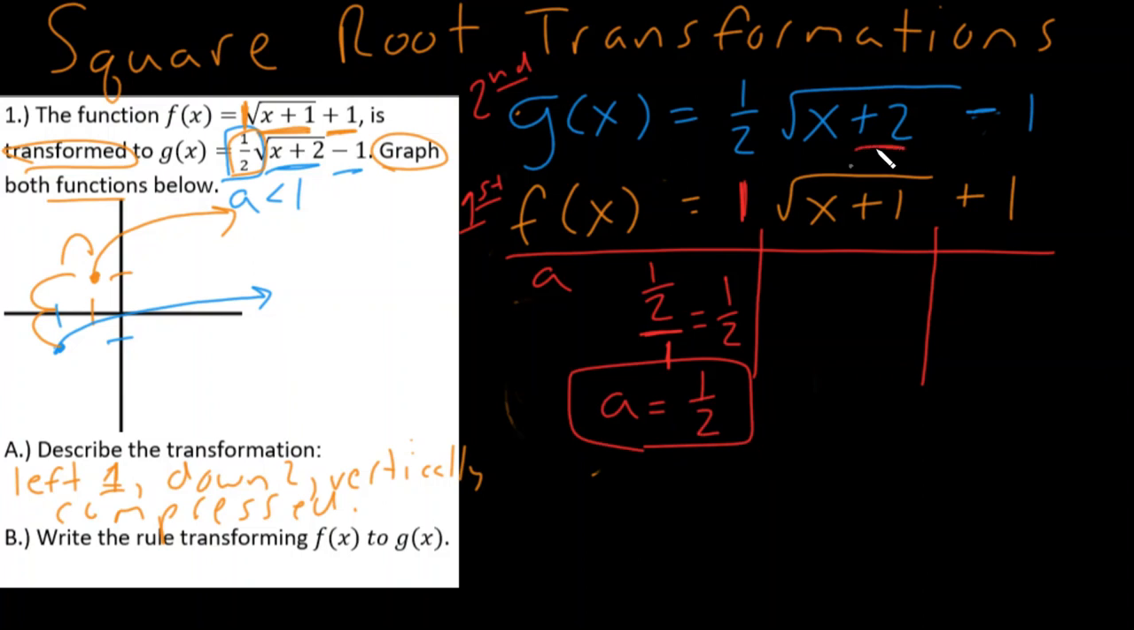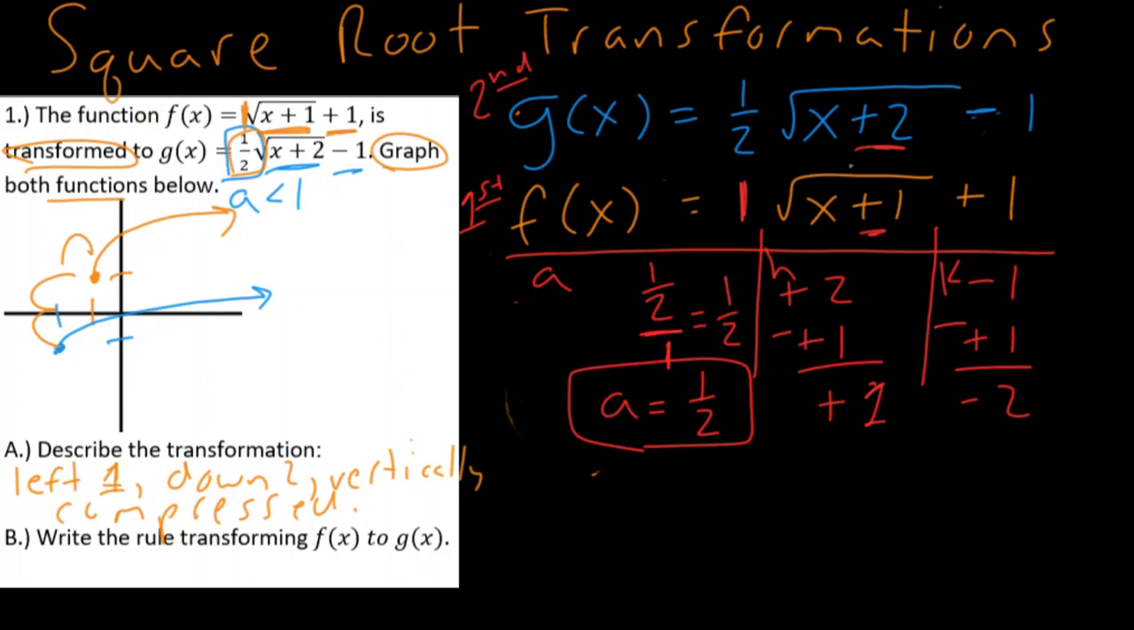I then take what's inside the grouping, the plus 2, the plus 1, and what I do is I always subtract them. So 2 minus 1 is of course a positive 1. And that's going to be the value that we include for the h. So that's kind of in the h position. For here, we have negative 1 minus positive 1, and so negative 1 minus 1 is actually negative 2. And remember, that's going to be for our k value.